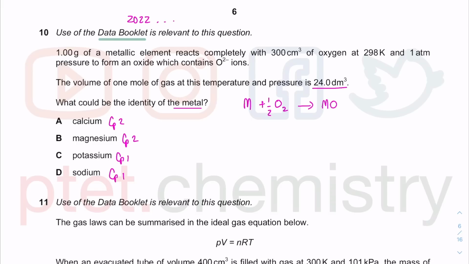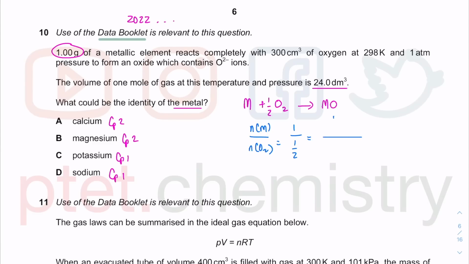So M is the metal, plus oxygen, so M plus half O2 gives me MO. This is the molar volume of the gas, 24.0 dm³ per mole. So I have 1.00 gram of the metallic element. So the mole of the oxygen is to the metal. This is normally how I do my mole calculation. You can do whatever you want as long as you get to the correct answer. No one cares. So this is just the mole ratio: 1 mole of metal is to half mole of the oxygen.